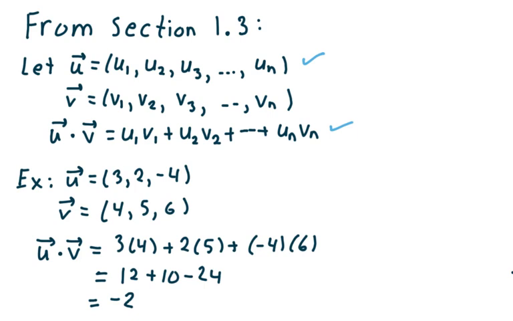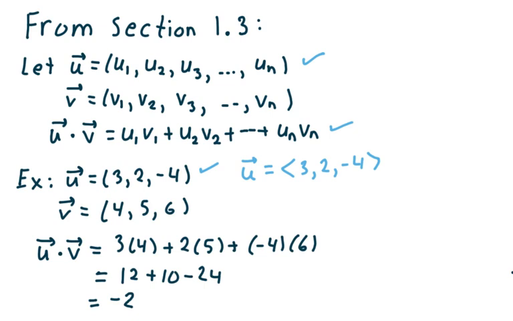For example, suppose I let u equal the vector 3, 2, negative 4. And by the way, this is how they write vectors in linear algebra. If you are taking a Calculus 3 course, most likely they're going to write the vector in this format. So 3, 2, negative 4. So it's going to look more like this, okay? Now, suppose u is the vector 3, 2, negative 4, and v is the vector 4, 5, 6.